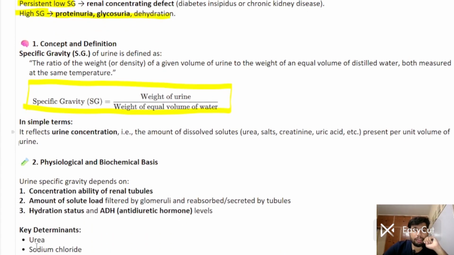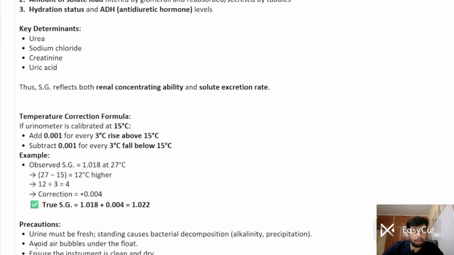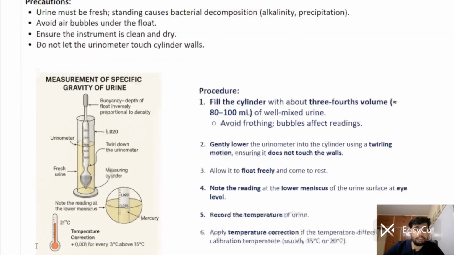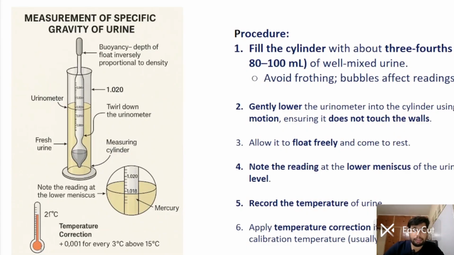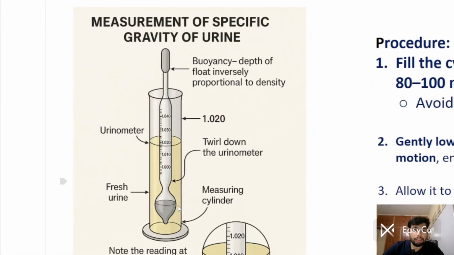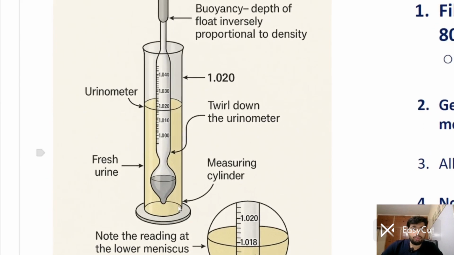So what are the key determinants? Urea, sodium chloride, creatinine, and uric acid. These impart a major contribution to specific gravity. Now I have to show you the procedure. This is how we actually measure the specific gravity. You can see, I hope this instrument is visible.